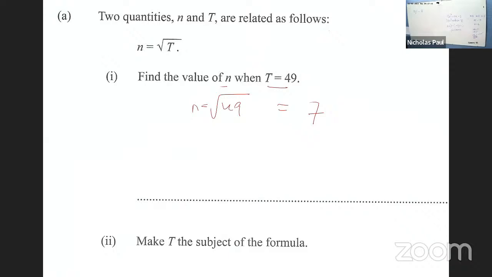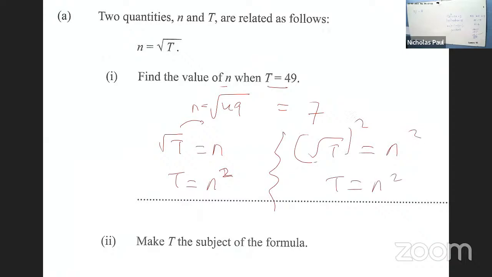Right, next, make T the subject of the formula. So we have the square root of T is equal to N. When you move the square root across the equal sign, what would you get? Square. So T is equal to N squared. Those who don't like to do it like that, remember, if you have the square root of T, you square both sides. So when you make T the subject of the formula, the answer is N squared.